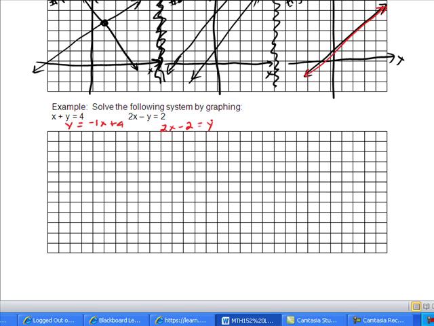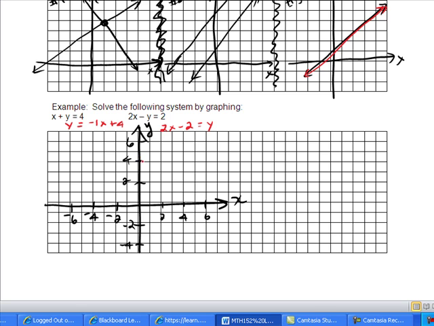Okay, the second line I'm going to do in blue, and our y-intercept is negative 2. Our slope is 2, so that's 2 over 1. I'll put this one in blue so we know. Okay, so we're going to go up 2 and over 1, up 2 and over 1. That's our point of intersection. So the solution to this system will be the point (2, 2).